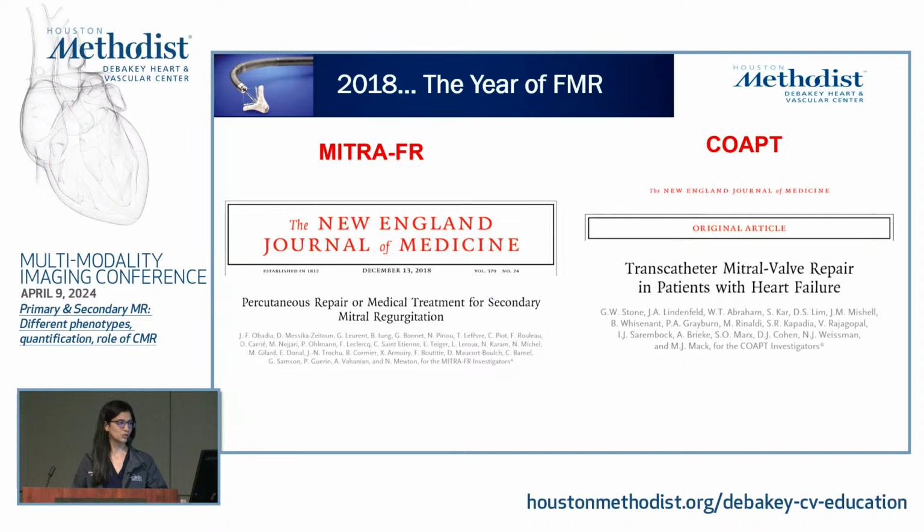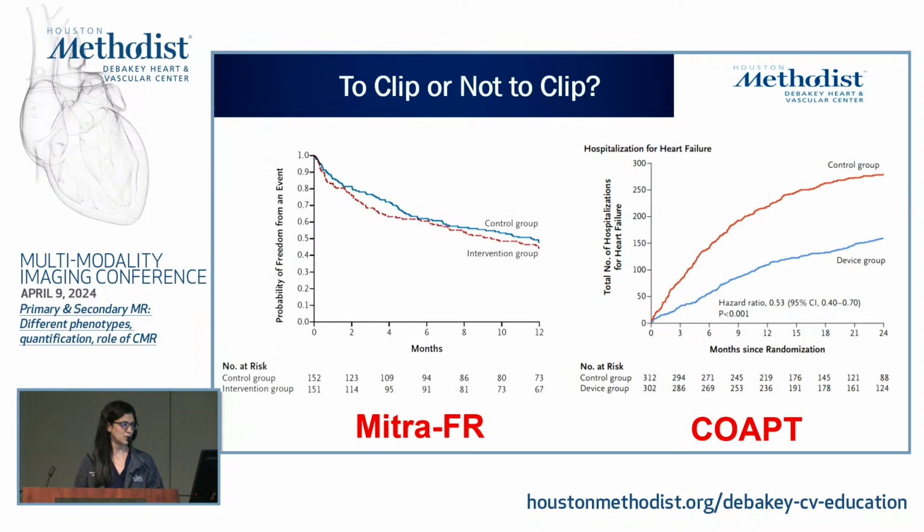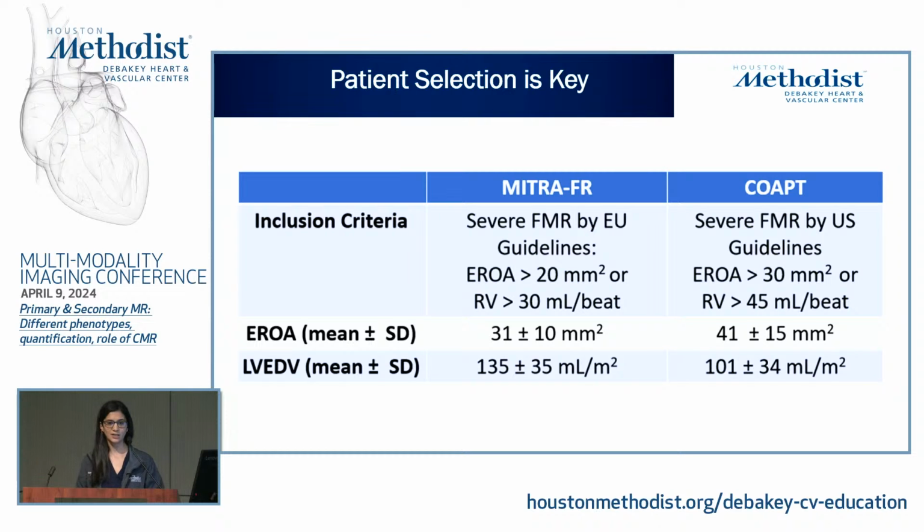So there are 2 trials that were published, which were the MITRA-FR and the COAPT, both looking at TEER in medically optimized patients with significant mitral regurgitation. MITRA-FR did not show any benefit versus the COAPT that showed significant reduction in hospitalizations for heart failure and actually had a mortality benefit in patients who underwent TEER. And some of the key differences in these populations were related to the inclusion criteria related to the severity of MR and actually the patient cohort that was enrolled.